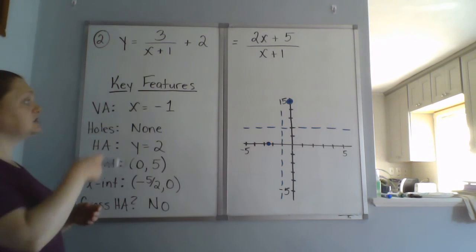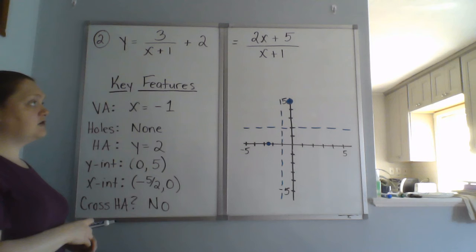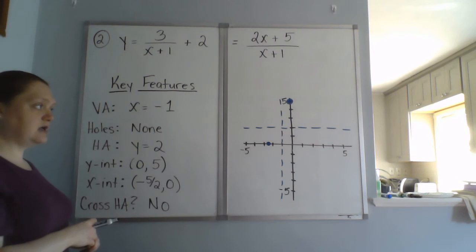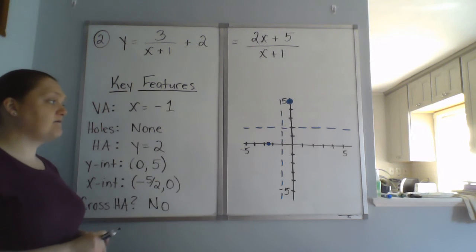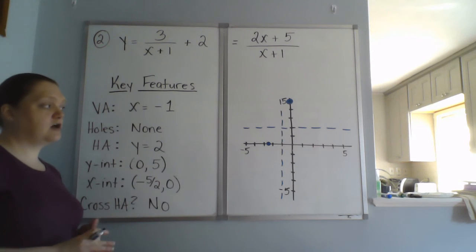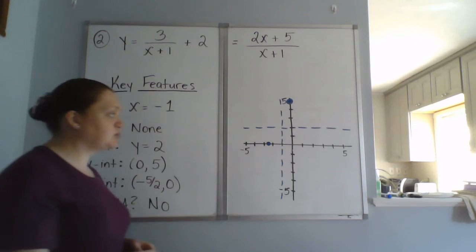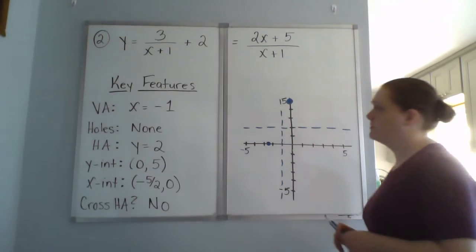If I set that function equal to 2 and try to solve, I will not get a solution. So I cannot cross the HA. So this one I'm not actually going to need any confirmation points because I have 1 point on either side and I know I cannot cross the HA. So drawing these branches should be a little bit easier than they were in problem number 1.